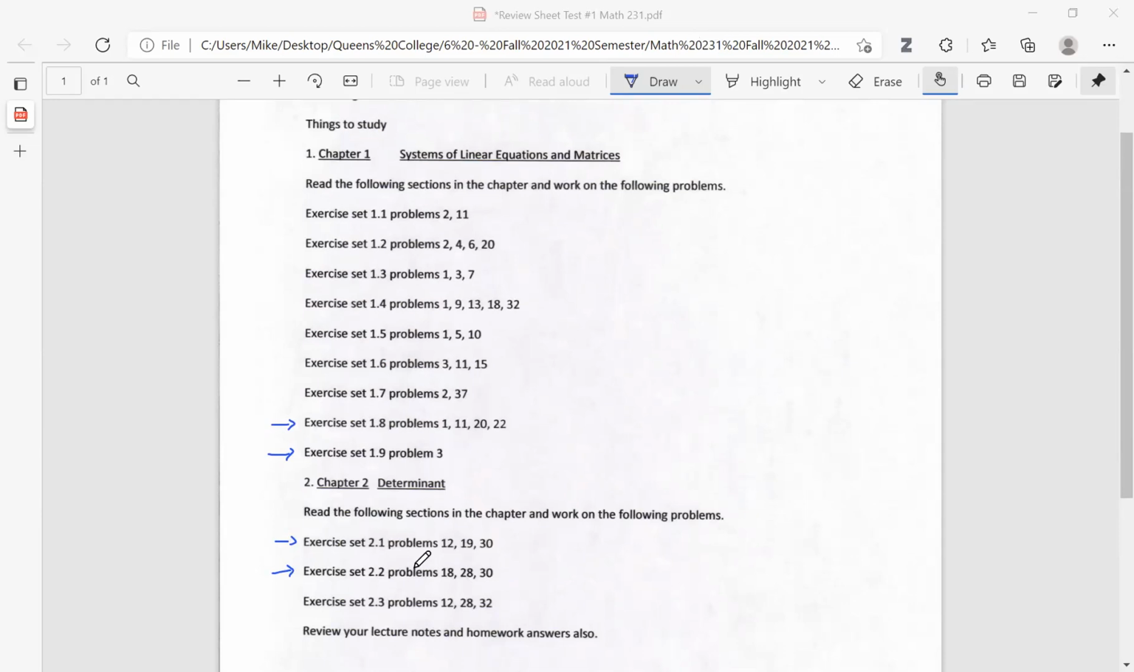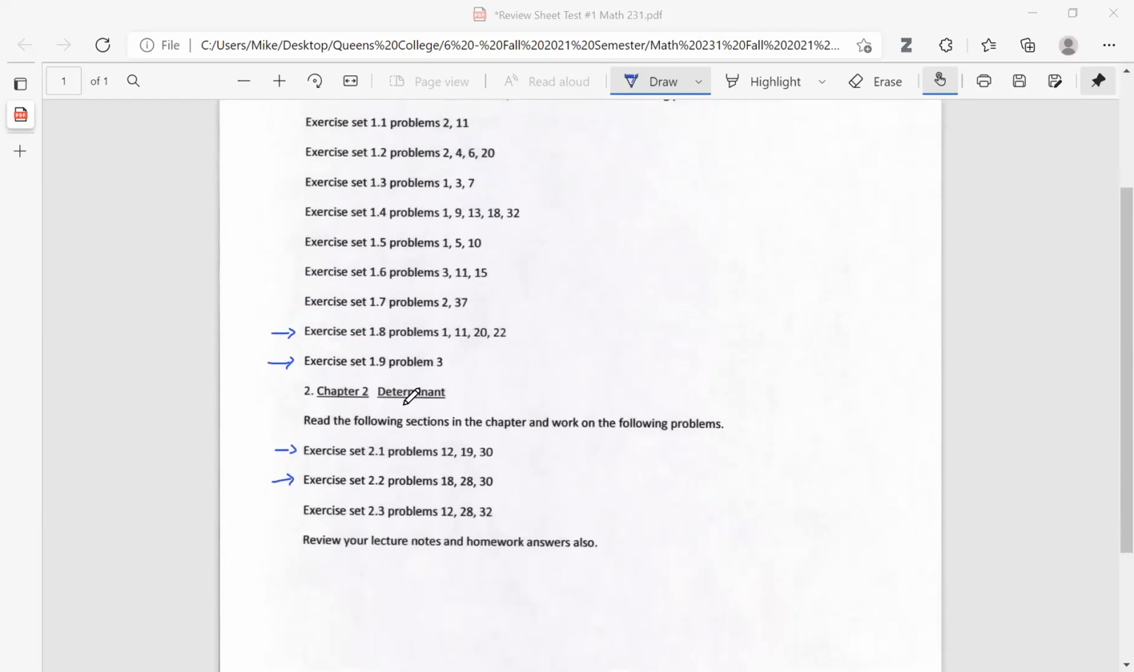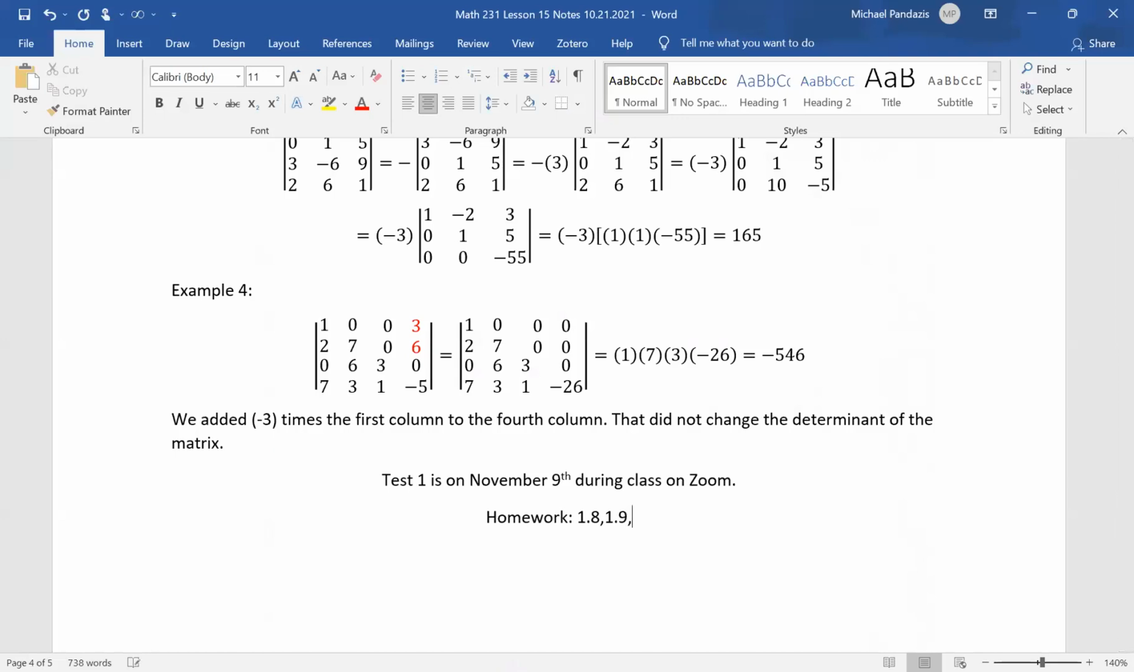So we have these 4 sections. I want you to do the exercise set from this review sheet for test 1. This is 1.8, 1.9, 2.1, and 2.2. And this is due next class on Tuesday, November 26th, 2021.